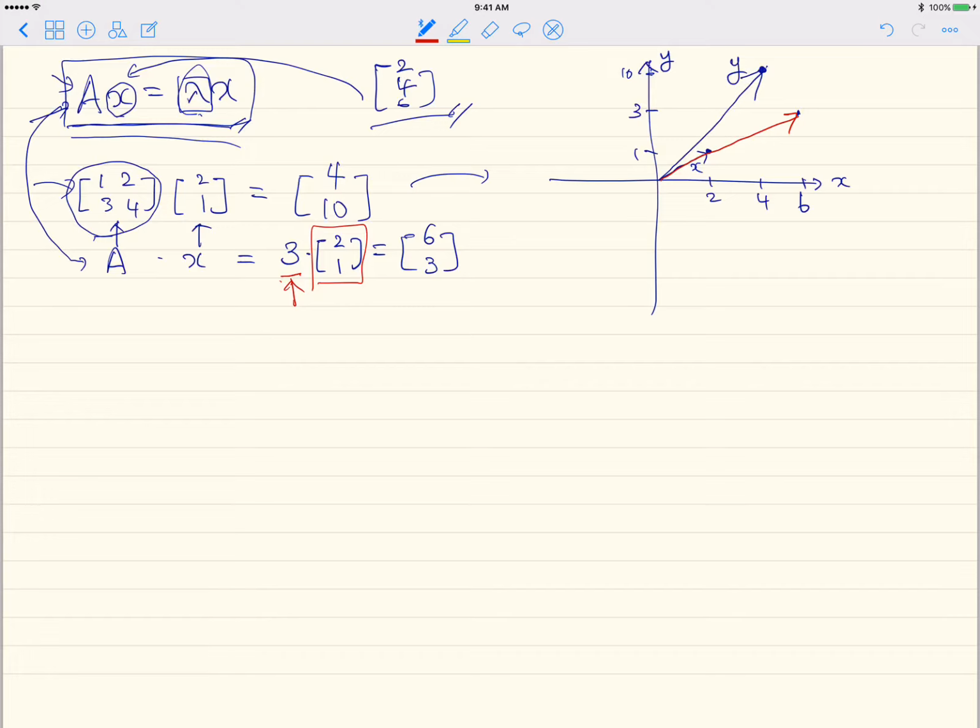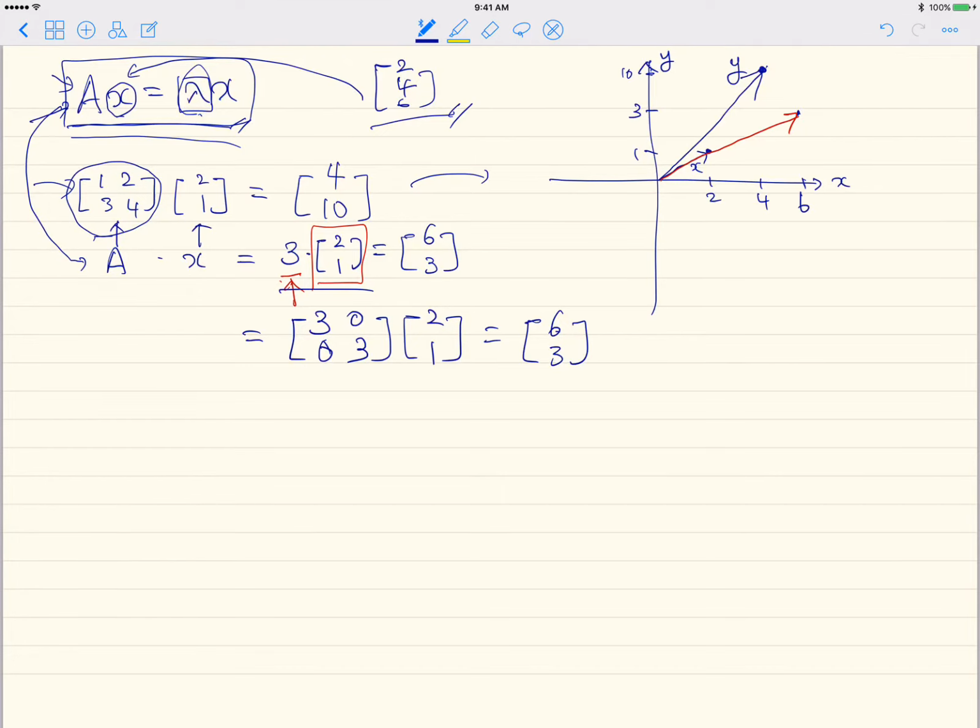Diagonalization means, in this case, 3 times this vector, we can represent it as a matrix times vector multiplication, like this. So that scalar multiplication with the vector can also be written as matrix times vector, but that matrix is just a diagonal matrix. If you compute the result, it will be exactly the same as this guy.